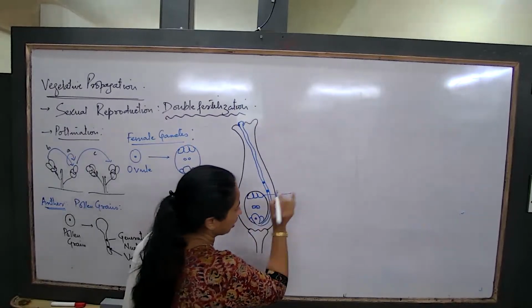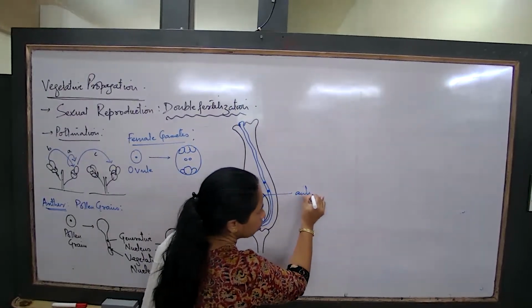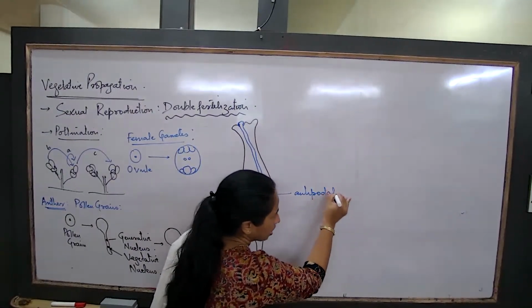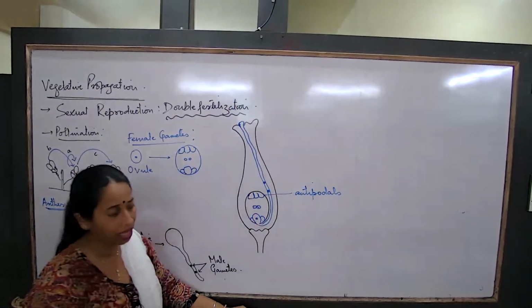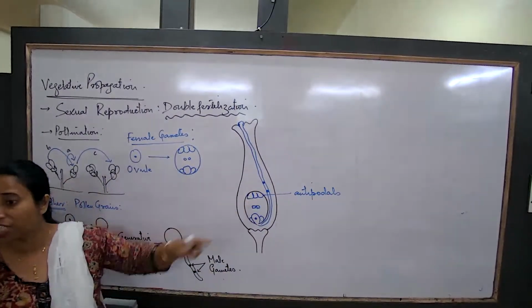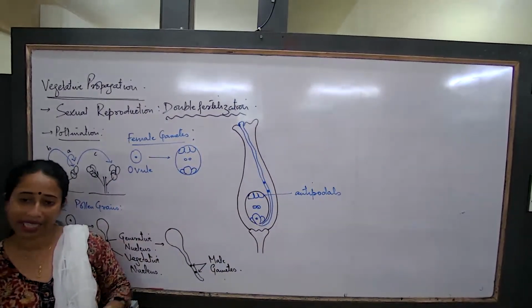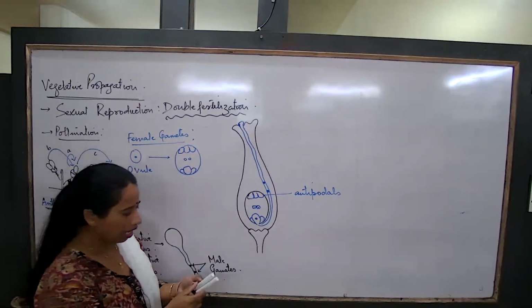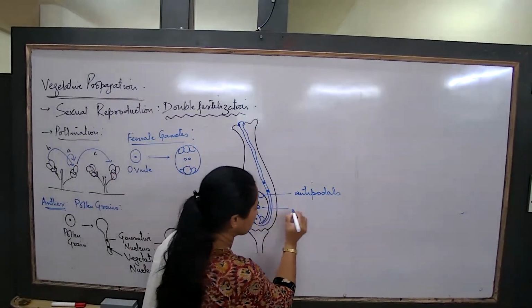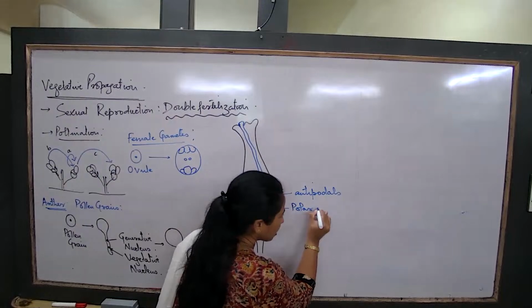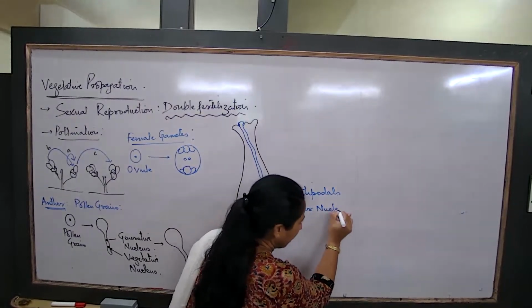Let us write it down here. What are these gametes known as? These are the female gametes that I'm labeling. These gametes are known as the antipodals, 3 at the anterior end, and then 2 at the center. These are known as the polar nuclei.